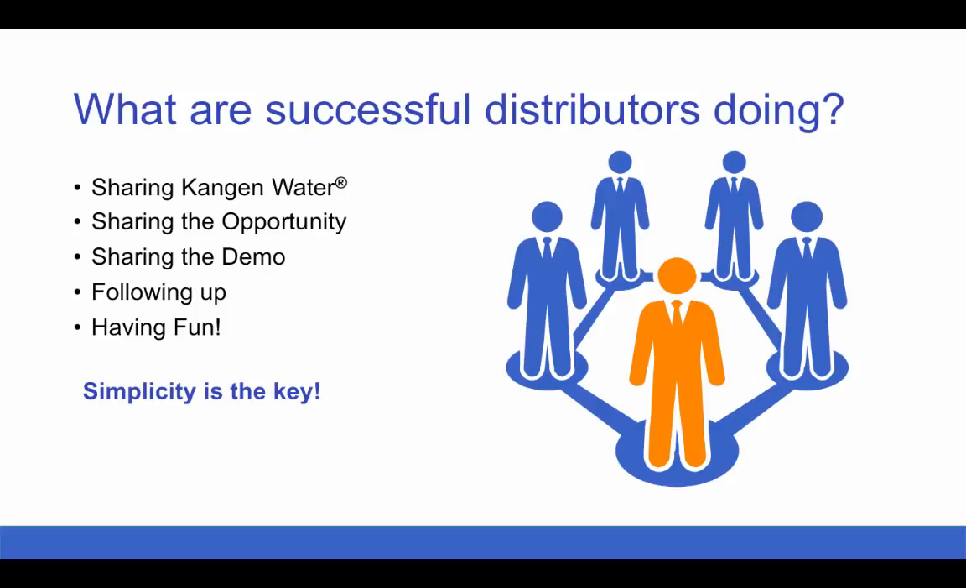Now, I do like this screen. I tell them, I said, look, what are all the successful people doing? And I want them to know how simple this is. It really, truly is a simple program, because everyone needs water. Everyone wants better health. Everyone likes to make some extra income. So this is the 5 things we do. Number 1, we share the water. It's very important that they understand that this is about sharing, not selling. Number 2, we share the opportunity.